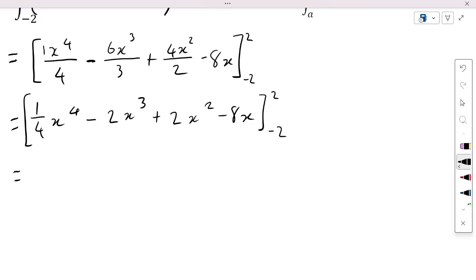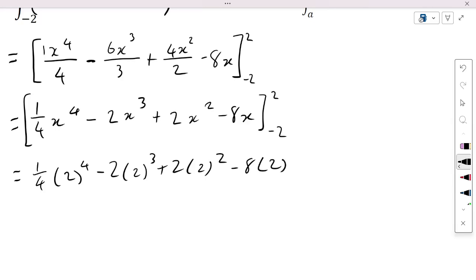Okay, cool. So then we're just going to substitute, right? The first one is going to be f of b. So we're going to plug in the b, or the upper limit first. So it's going to be 1 over 4 multiplied by positive 2 raised to the power of 4 minus 2 into 2 raised to the power of 3 plus 2 into 2 raised to the power of 2 minus 8 into 2, positive 2. Okay.